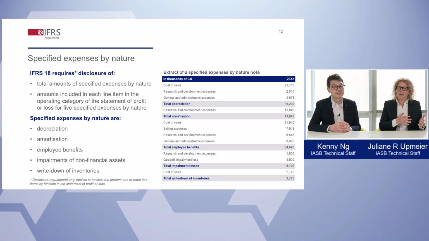In addition, entities also need to disclose the amount of those specified expenses by nature related to each line item in the operating category of the statement of profit or loss. And we can see an example of such a disclosure on this slide.